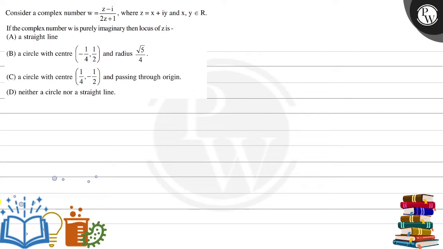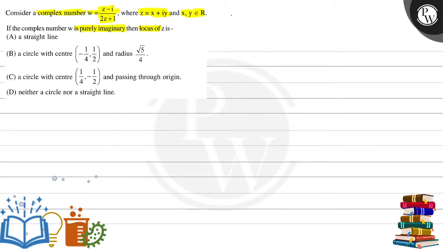Hello बच्चों, let us read this question. Consider a complex number w equals (z minus iota) divided by (2z plus 1), where z equals x plus iota y, and x and y are real numbers. If the complex number is purely imaginary, then the locus of z is which of the following given options?